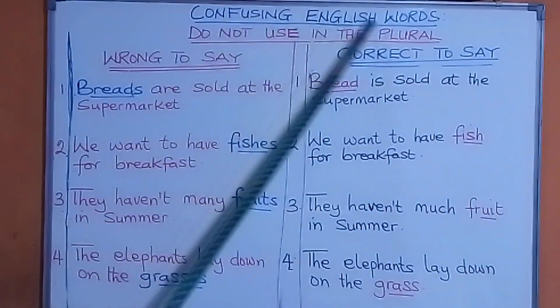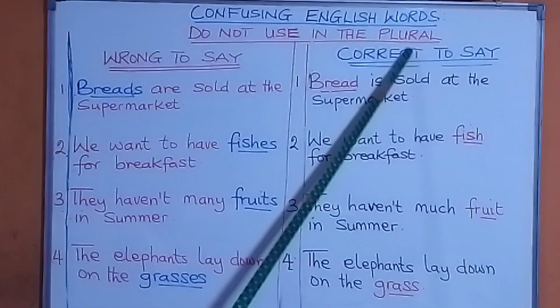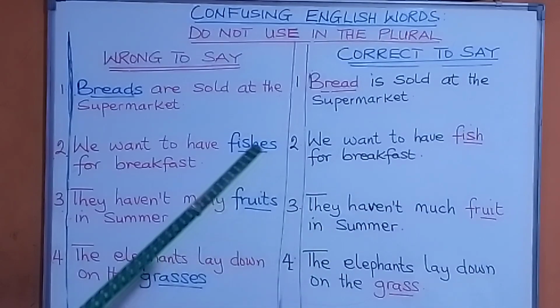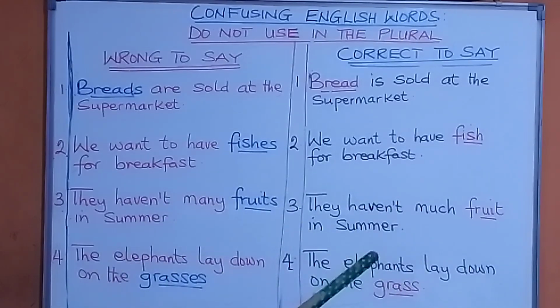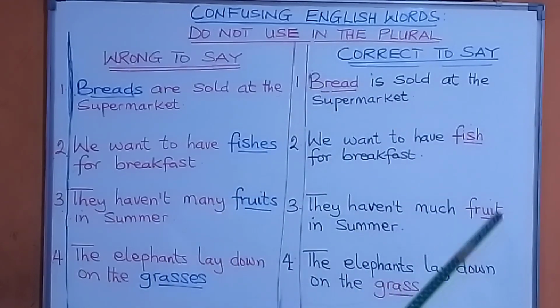Remember, we say confusing English words. Words that we do not use in the plural. That is, we do not use them in the plural form. They are just there like that. Okay? So, we have bread, fish, fruit, and grass.